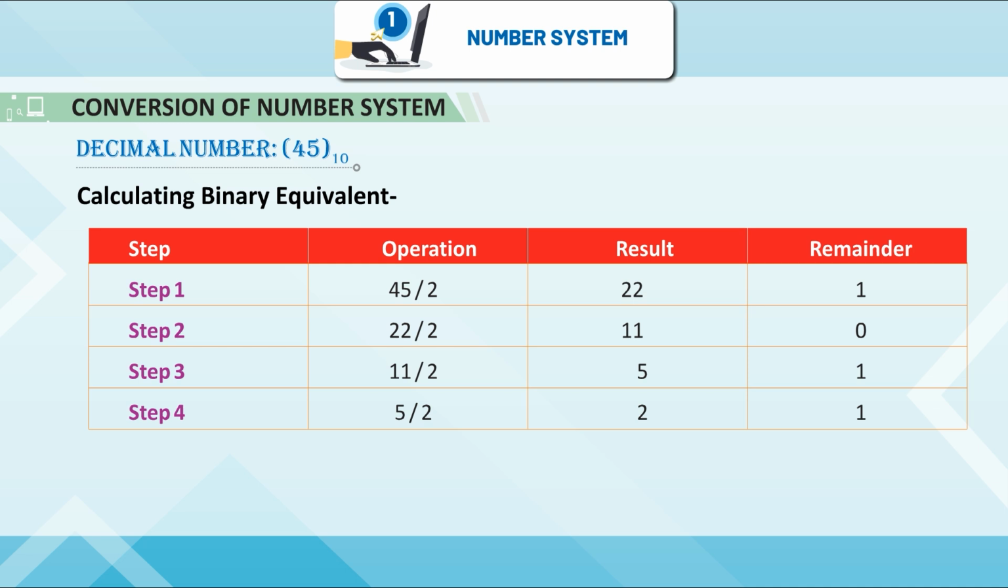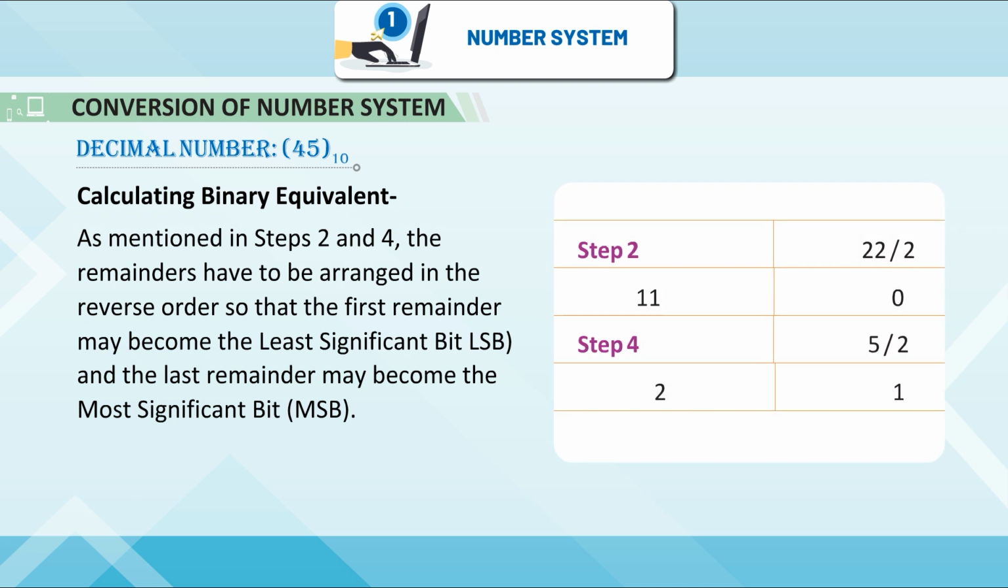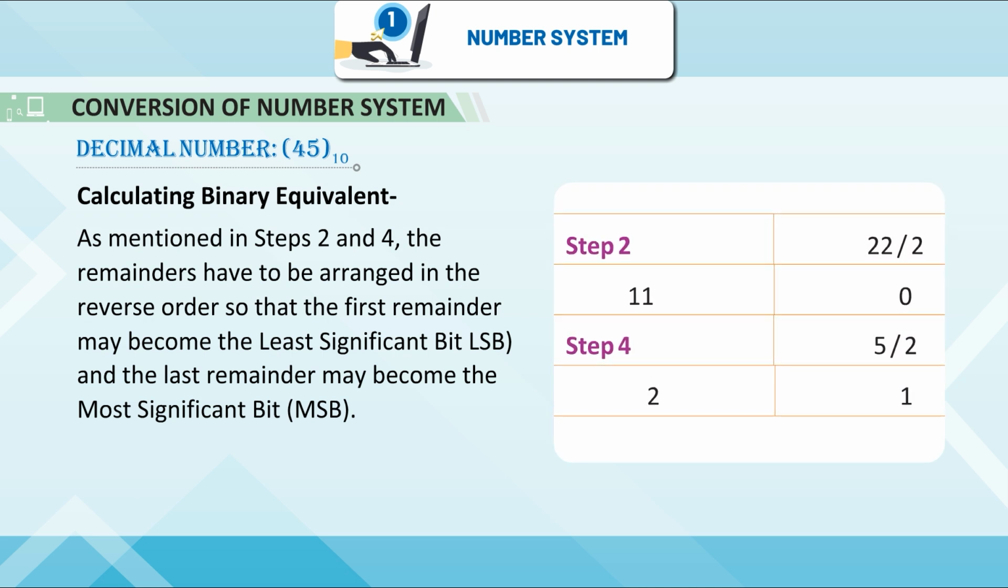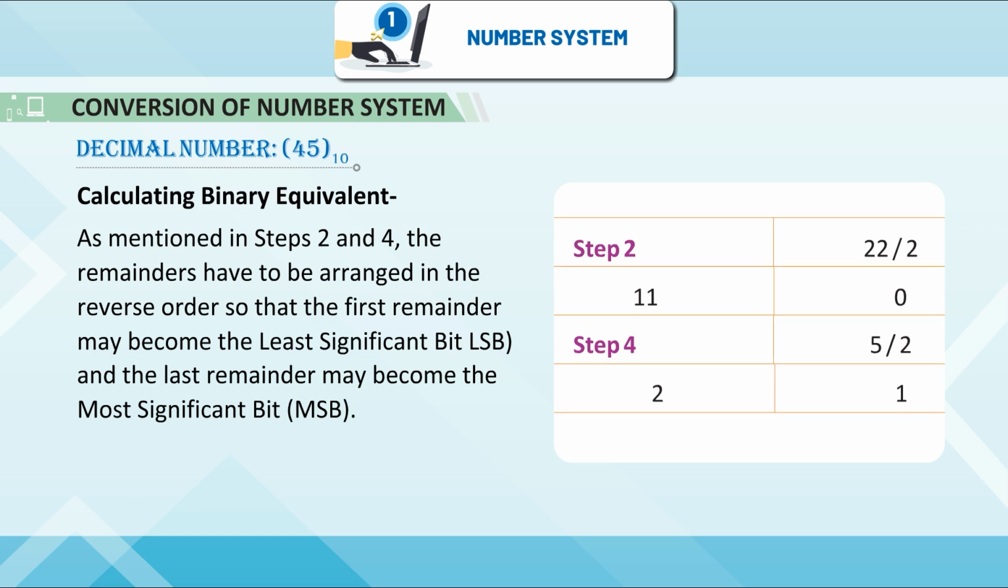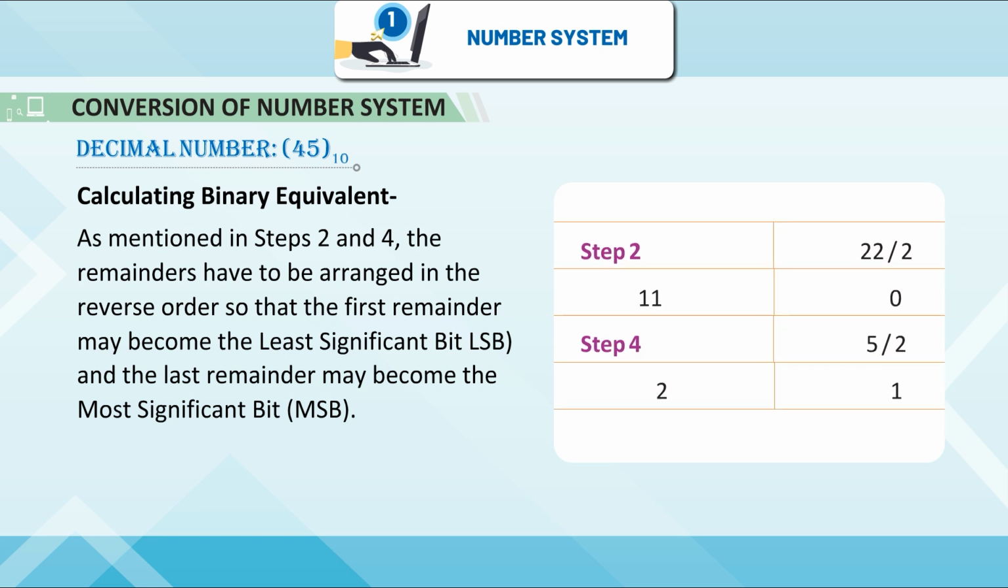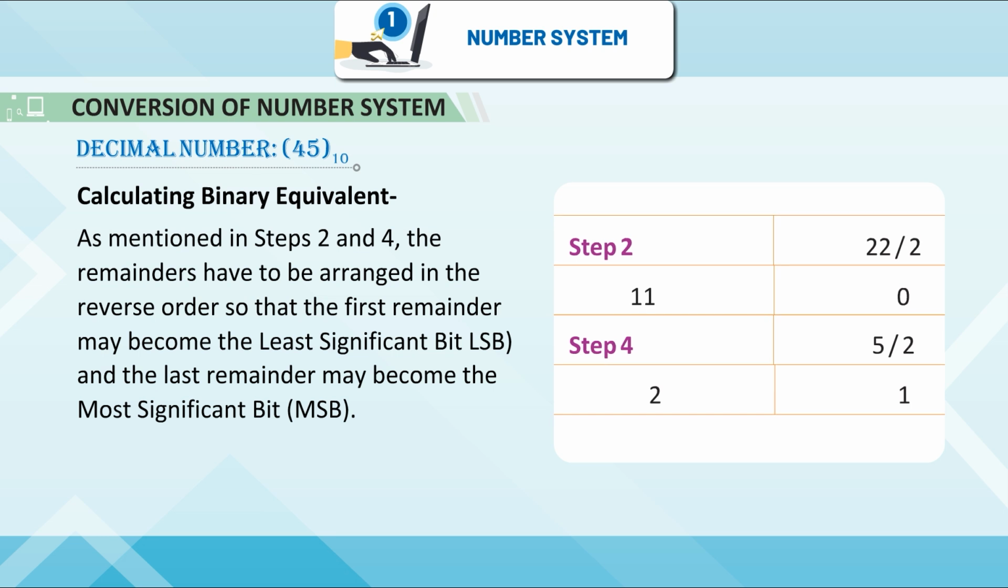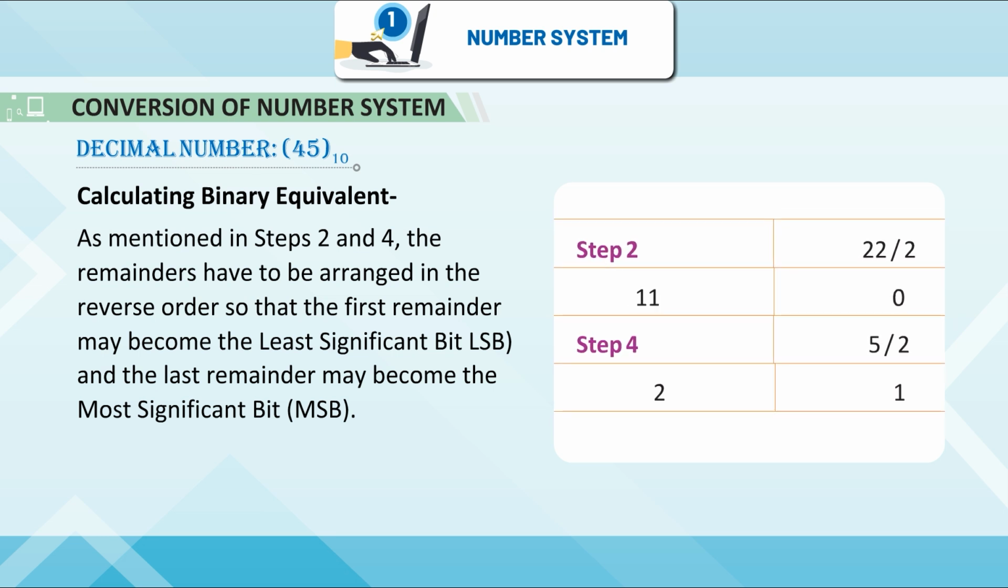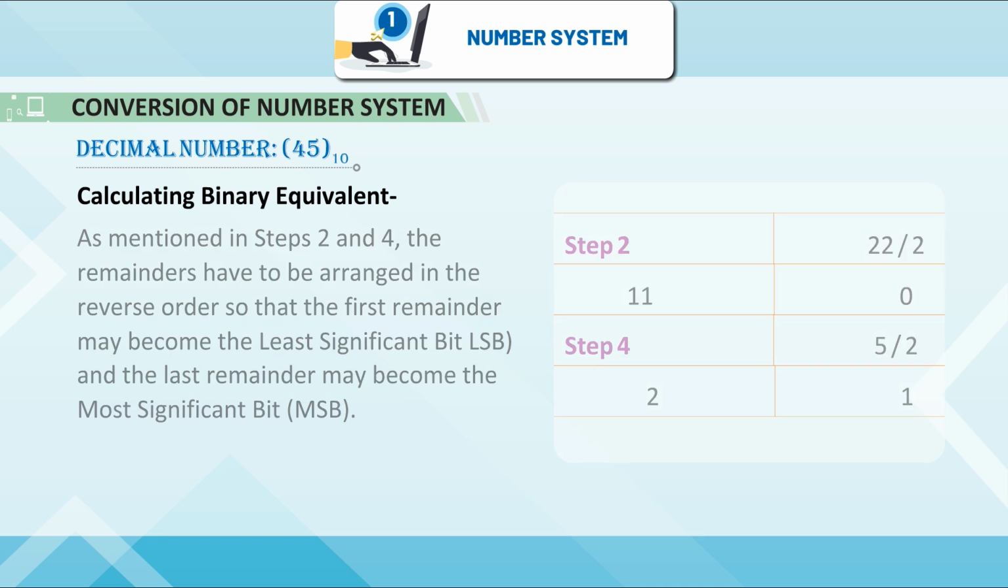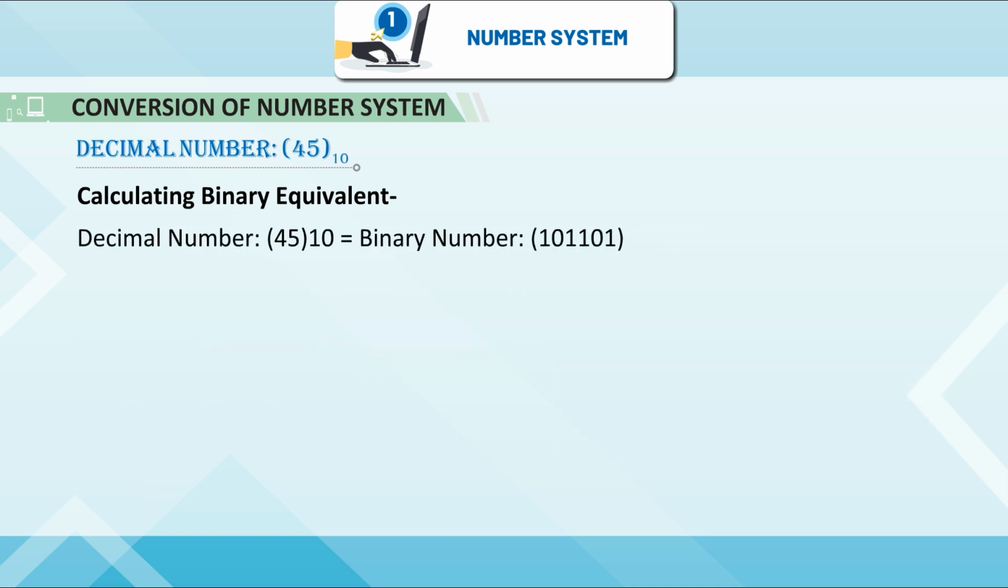Step 4. 5 divide by 2. Result 2, remainder 1. Step 5. 2 divided by 2. Result 1, remainder 0. Step 6. 1 divide by 2. Result 0, remainder 1. As mentioned in steps 2 and 4, the remainders have to be arranged in the reverse order so that the first remainder may become the least significant bit, LSB, and the last remainder may become the most significant bit, MSB. Decimal number 45 with base 10 is equal to binary number 101101 with base 2.